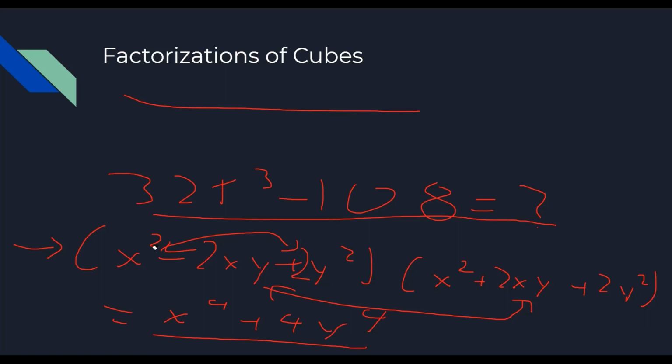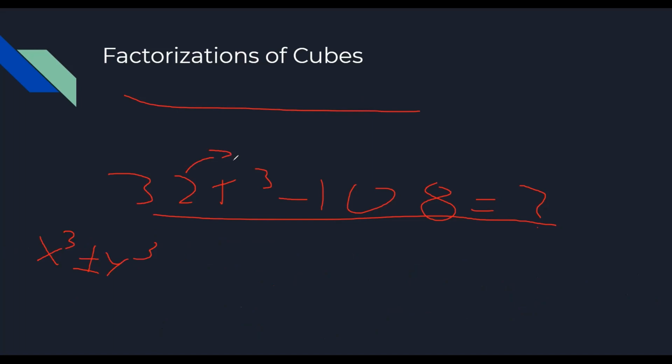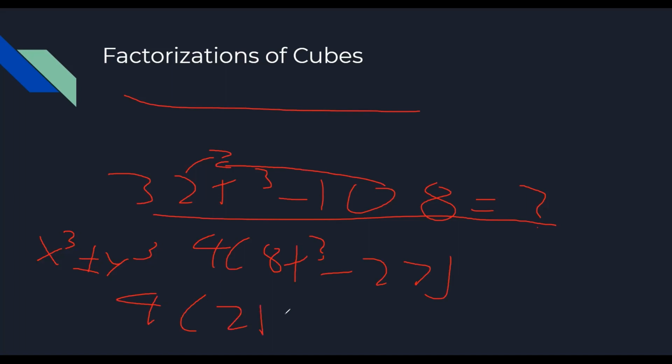Okay, so first off, we need to get this into the form x cubed minus y cubed, plus or minus doesn't matter. But 32 is not a cube, and honestly, cubing 32 is not what we want to do. But these two share a common factor of 4. And now we see that 8 and 27 are both cubes, so we can just use the formula we had before, except with 2t and 3. So 4 times (2t minus 3) times (4t squared plus 6t plus 9).